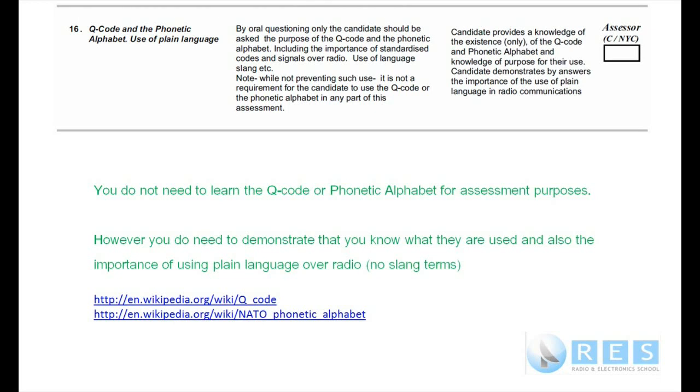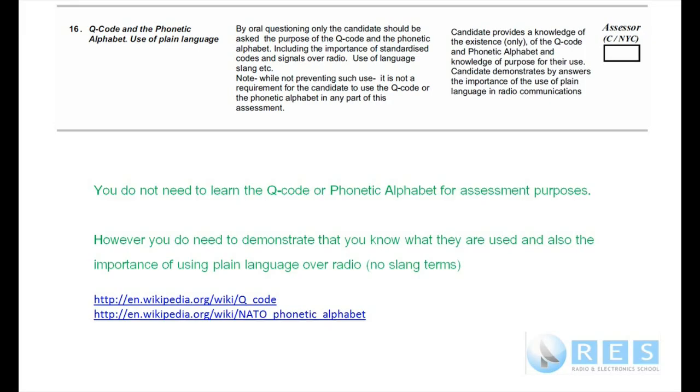The performance criteria in the last column: the candidate provides a knowledge of the existence only of the Q code and phonetic alphabet, a knowledge of their purpose. Candidate demonstrates by answers the importance of the use of plain language in radio communications. Well, let's talk a little bit about plain language first.